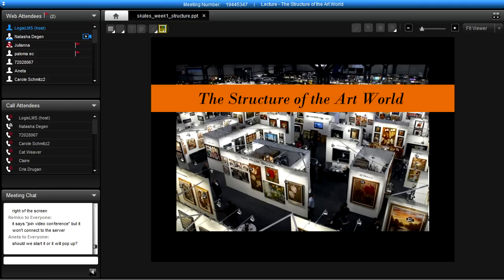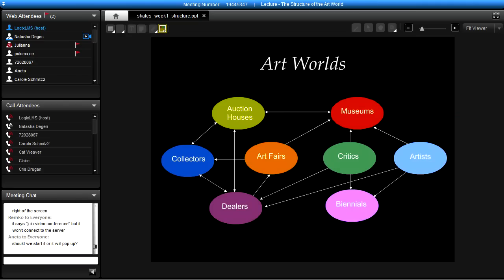And today's lecture, as you know, is on the structure of the art market, or the structure of the art world. The way that this is going to work is I'm going to be going through the slides and a Q&A where you can pose questions, and I'll answer those to the best of my ability. So let's get started. The structure of the art world, what do I mean by that?